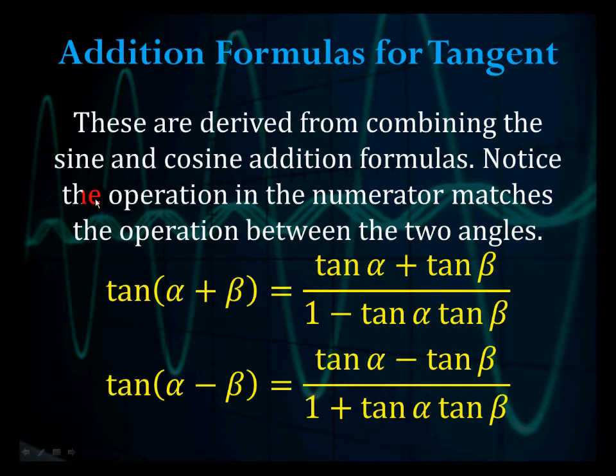Now what you want to notice is that the numerator sign matches the operation sign between the two angles. So you notice that here, tangent of alpha plus beta, you have a plus in the numerator, and you have a minus in the denominator. When you are subtracting, you have a subtraction in the numerator and addition in the denominator. So that'll help you keep the two formulas straight.